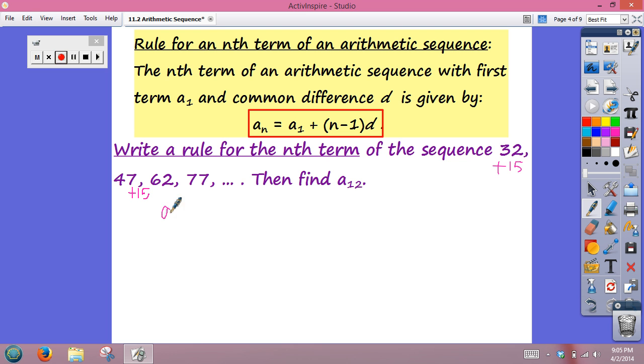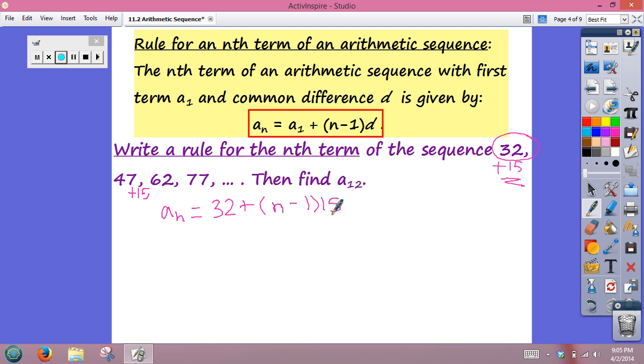So, a_n is equal to a1. a1 is our first term, and that is 32. So a_n equals 32 plus n minus 1 times d, which we found is 15. From here, it's just simple algebra.